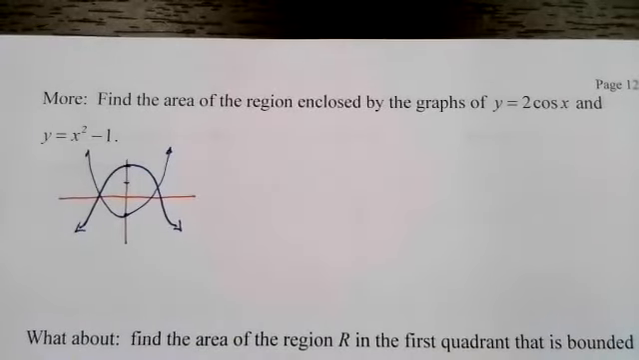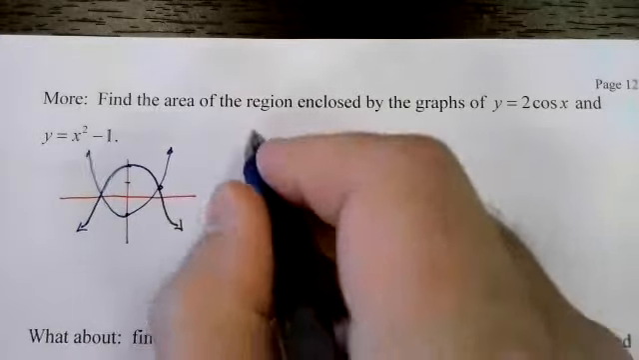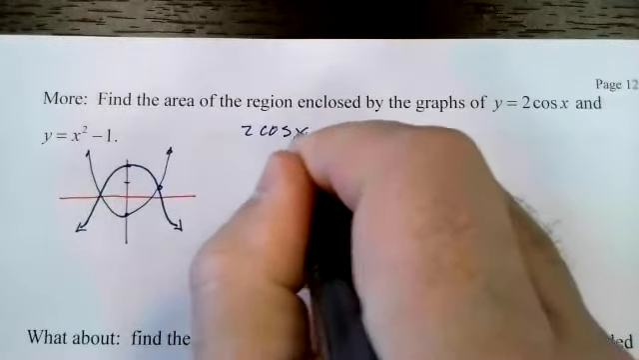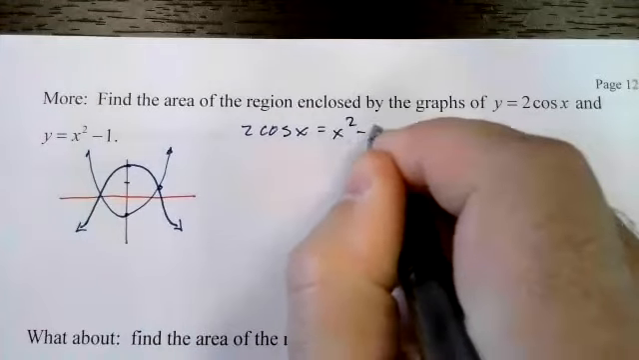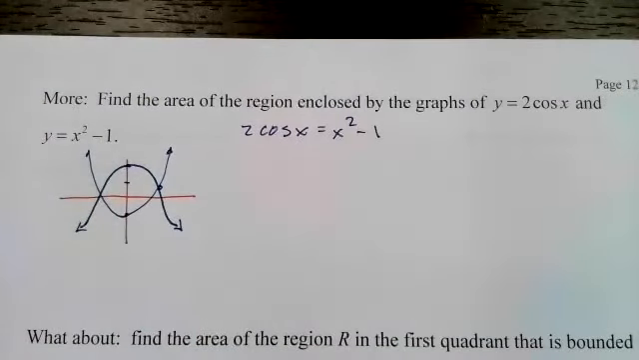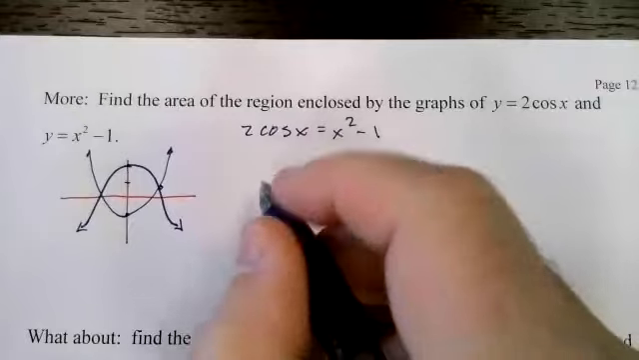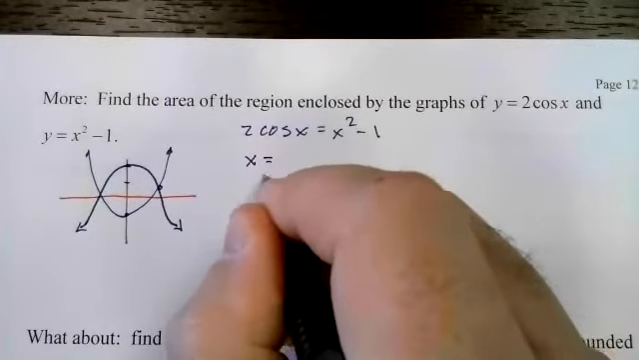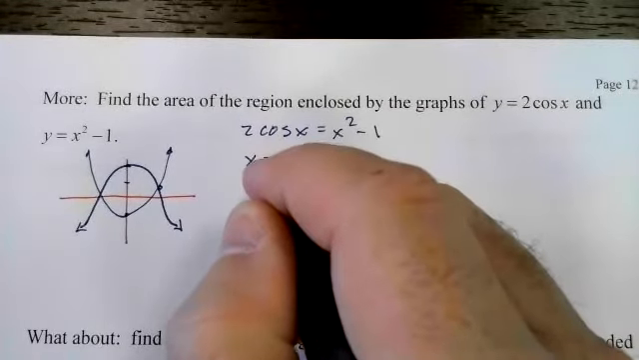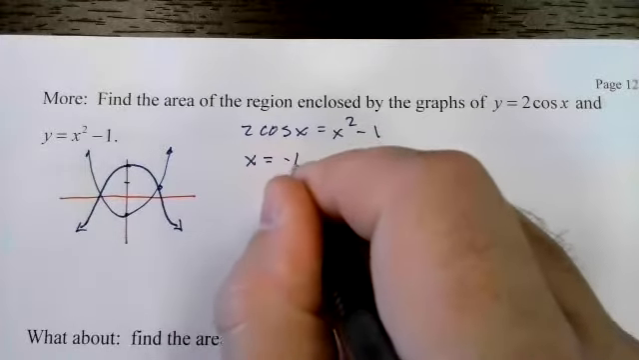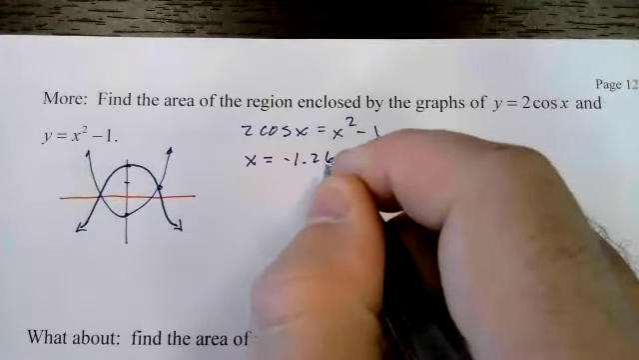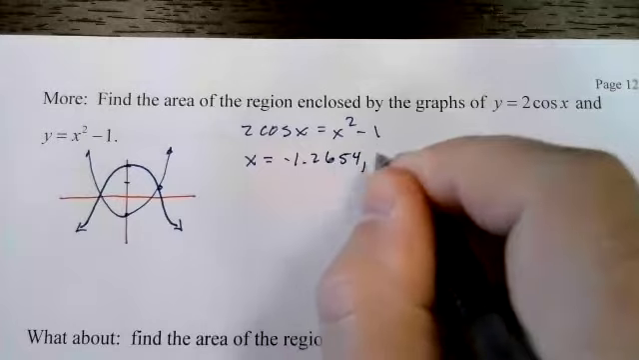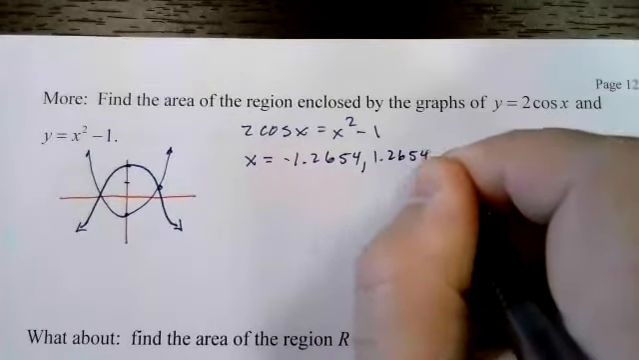However, whenever I do that with students, it freaks them out. So how do I find this intersection? Hey, algebra, like we said before: 2 cosine of x equals x squared minus 1, that's hideous. So we use our calculator, all right? And we find we get x equals -1.26542, comma 1.26542.